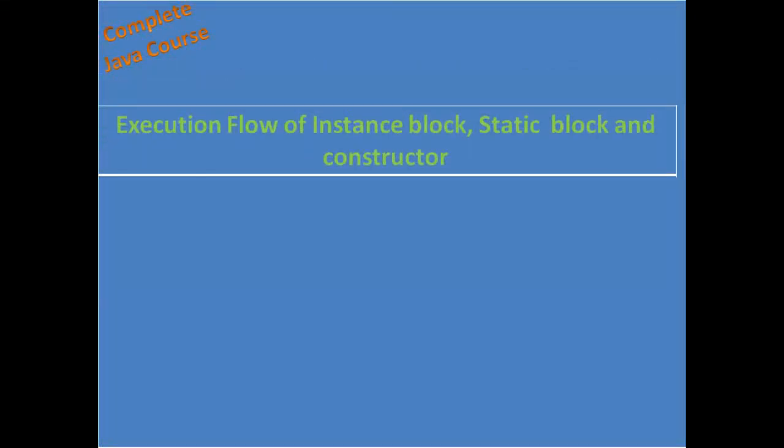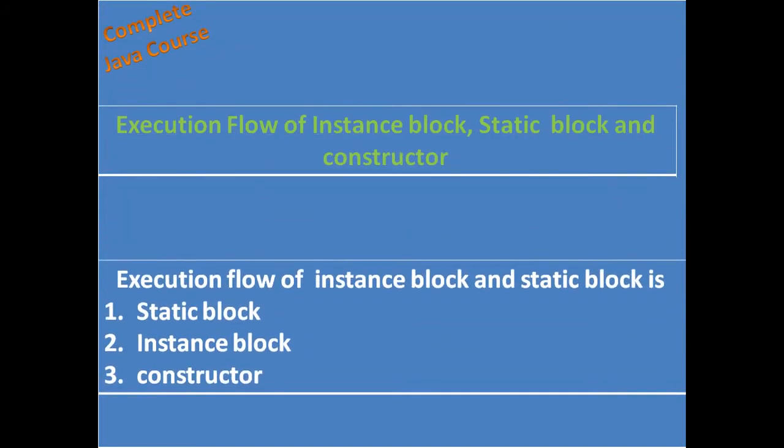Now, execution flow of instance block, static block and constructor. This is a bit difficult concept, but I will show you a very easy way. Suppose you have a static block, instance block and a constructor in a class, in a parent class as well and in a child class as well. Then what is the execution flow of these blocks? So first the static block will be executed, then the instance block, then the constructor will be executed.